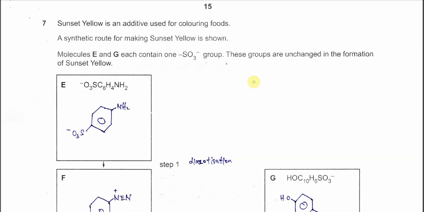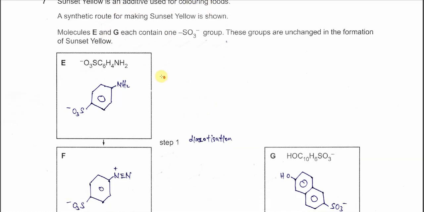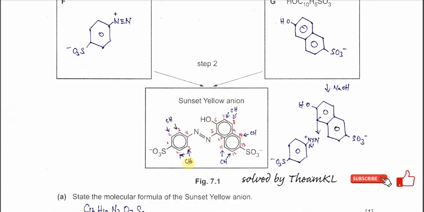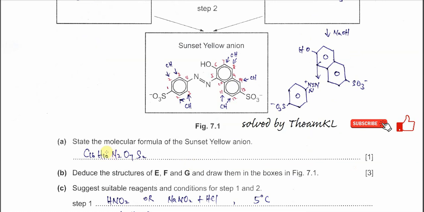Question 7. Sunset yellow is an additive used in coloring food. And this is how the sunset yellow anion looks like. So this is the structure. Of course, we will discuss all this later. And for part A, state the molecular formula of this sunset yellow anion.